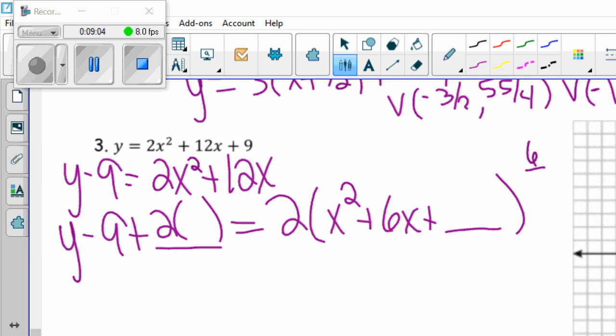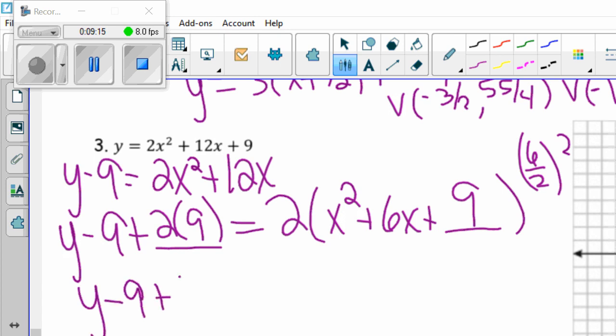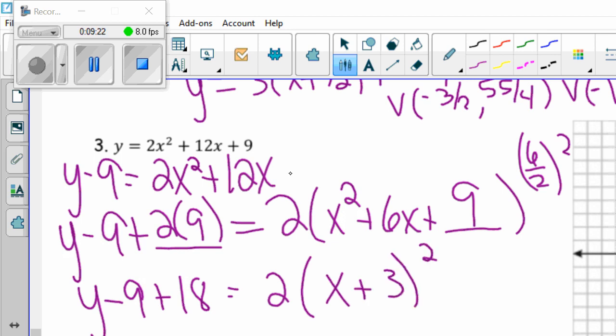So now over here on the left-hand side, I know whatever I'm adding to both sides, I'm also going to multiply it by 2 on the left-hand side. So here, 6 divided by 2 squared. So 6 divided by 2 is 3. 3 squared is 9. I know that breaks your heart that this time we're actually adding a whole number instead of a fraction. So now I have y minus 9 plus 18 equals 2. This side can factor, x plus 3 quantity squared. So now over here I have y plus 9 equals 2 times x plus 3 quantity squared. Move my 9 over, so vertex form, y equals 2 times x plus 3 quantity squared minus 9.